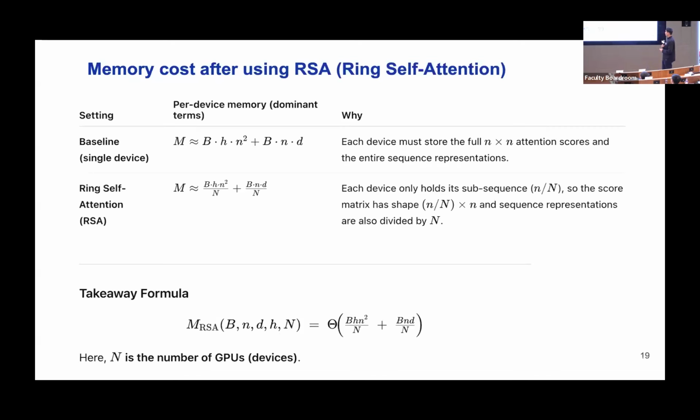So here, firstly, I want to show you the results for the memory cost. The big N is the number of devices or number of GPUs, right? N can be 1,000, N can be 2,000. The small n is the number of tokens in the sequence. You see, the baseline is n squared, right? So now the range of attention is n squared over big N, which means we can significantly reduce the memory cost.